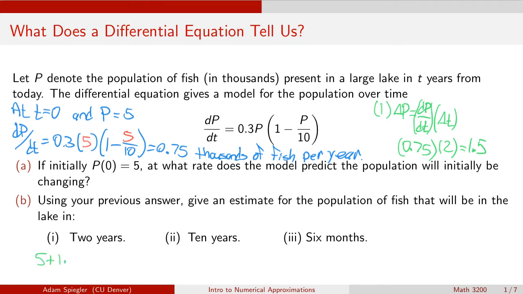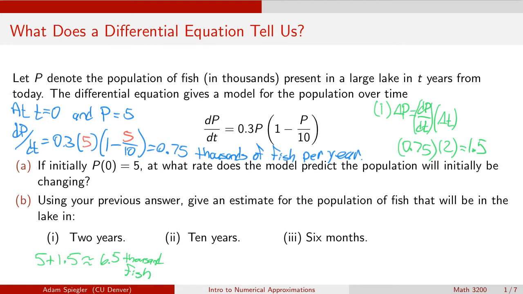So we started with 5,000 fish at time 0. If we're approximating that the increase was about 1.5 thousand over that 2-year span, then after 2 years, the fish population would be approximately 6.5 thousand fish.